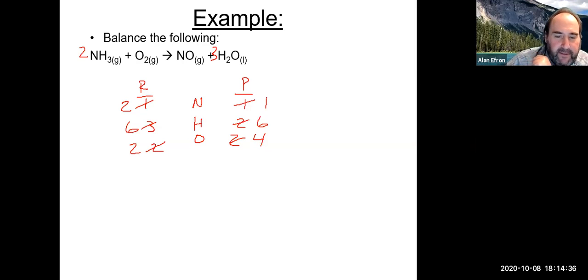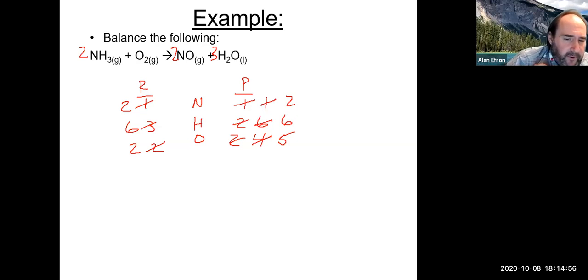So we might as well continue to fix some things. Let's go with the nitrogen. We're going to fix that by putting a 2 on the right-hand side. That's going to give us 2 nitrogens. That will give us 6 hydrogens. And my oxygens are now up to 2 in the first one and 3 in the second one. That gives me 5 at this point.